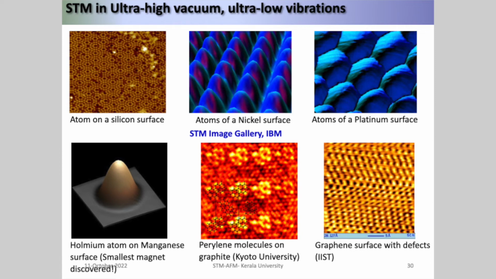Because what you are going to see is the molecular orbitals of the molecule. So, this is from our lab, again a graphene surface. You can actually see the atoms going like that, and from here there is a break. It goes in a different direction. That's a dislocation in the material.